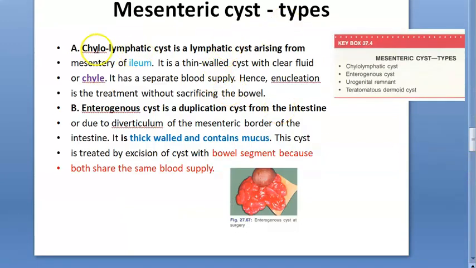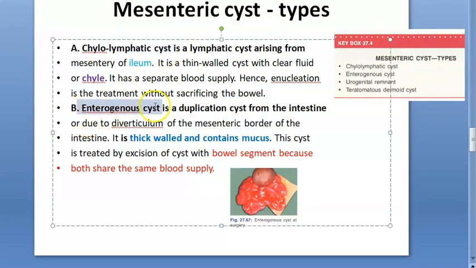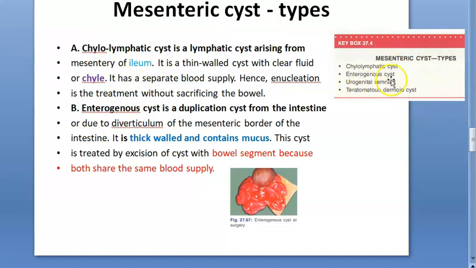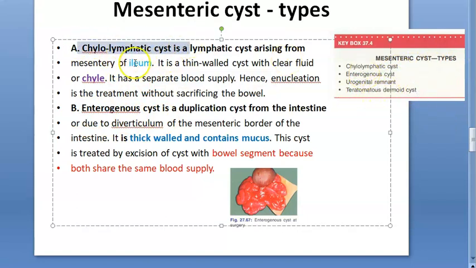Then coming to the types, we told you chylolymphatic mainly and enterogenous. Other than that, there is some urogenital remnant and teratomatous dermoid cyst. Chylolymphatic cyst arises from the mesentery of the ileum. It will contain clear fluid or chyle. Enterogenous cyst is again of the intestine. Here it will be thick walled and contain mucus.